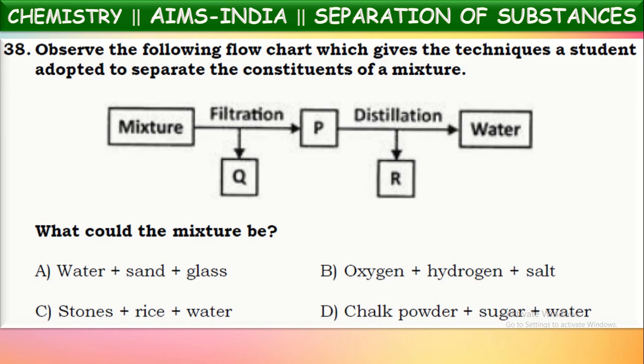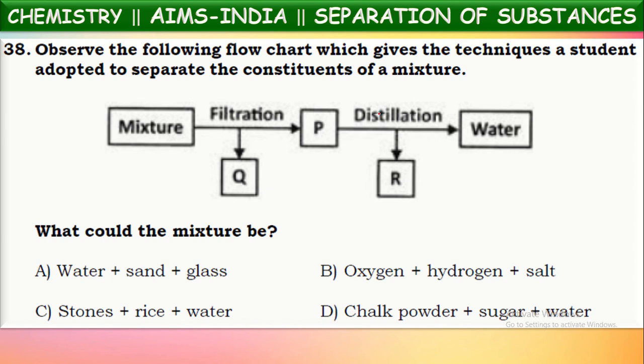Observe the following flow chart, which gives the techniques a student adopted to separate the constituents of a mixture. What could be the mixture they are asking? So what happened? A student has taken a mixture. If you observe the options, you can say simply that the mixture contains three components. So he tried to separate it with different techniques shown here. Now, based upon the instructions given in the diagram, we have to identify what those components in the mixture are.